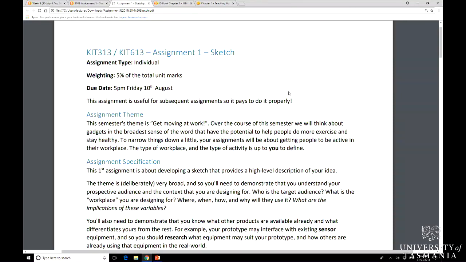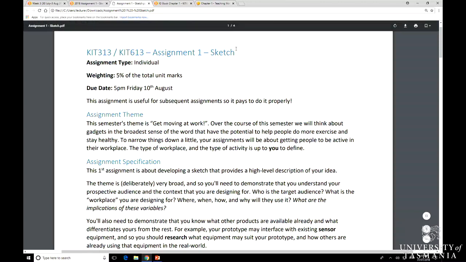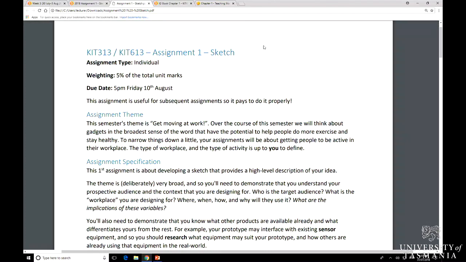So even though the assignment is titled a sketch, just handing in a piece of paper that has a scribble on it is not going to get you 5% of your marks, surprisingly. The majority of this assignment is actually about the words that you write, so it's almost ironic, if irony is the right term here, to call this assignment the sketch. It's more about tell me your idea and describe how your idea will work.